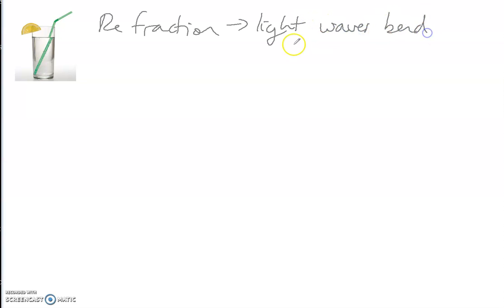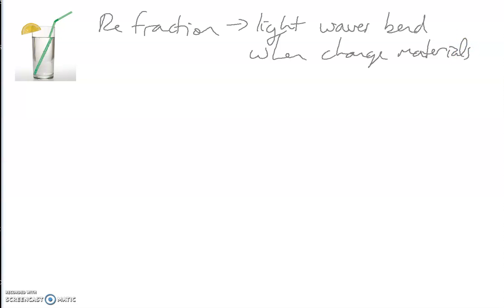This is good old-fashioned refraction. And of course, refraction is more of a light thing. This is when light waves actually bend when they change materials. Okay, and this is what refraction is.